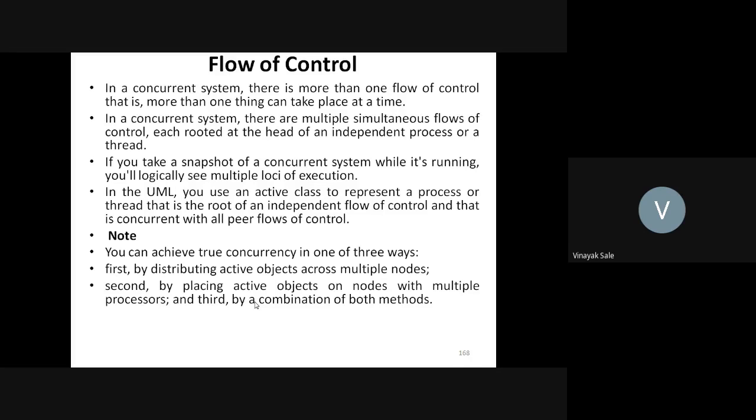You can achieve true concurrency in one of three ways. First, by distributing active objects across multiple nodes. Second, by placing active objects on nodes with multiple processors. And third, by a combination of both methods.